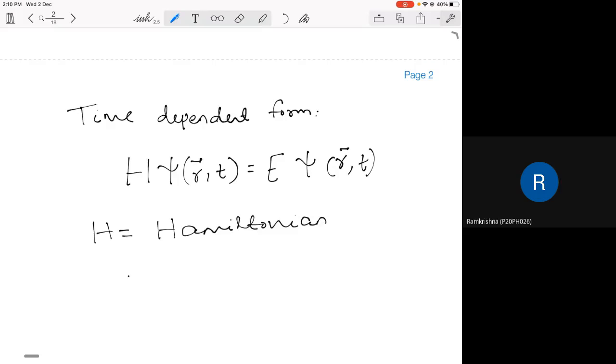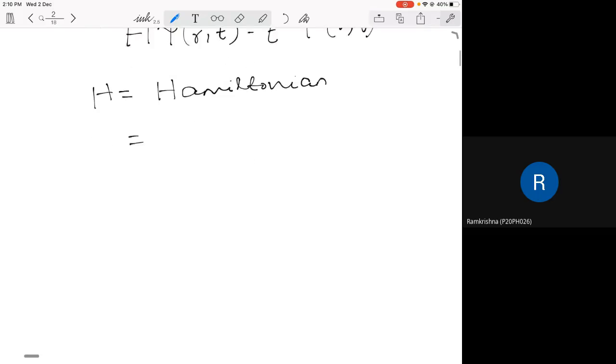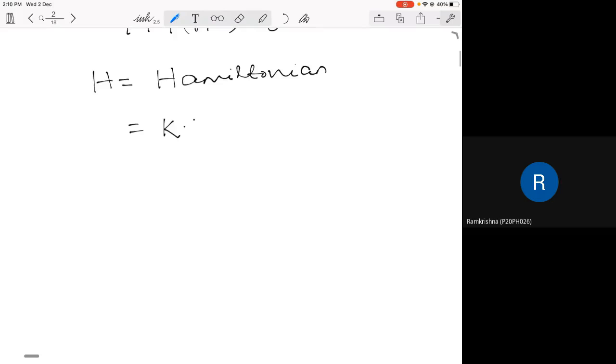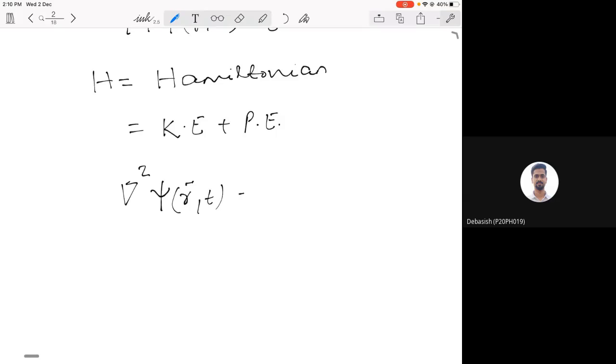So how do I write down the Hamiltonian? Kinetic energy plus potential energy. Then how do I write down the Hamiltonian here? Normally we write it in an operator form, right? So del square psi plus V psi.